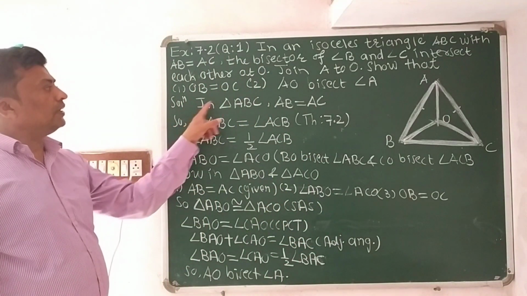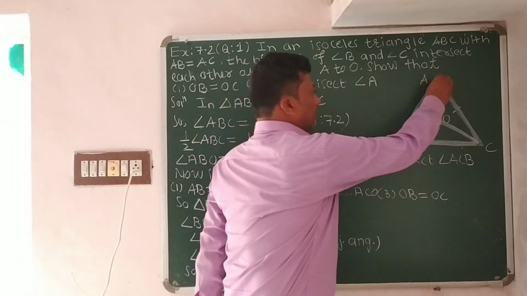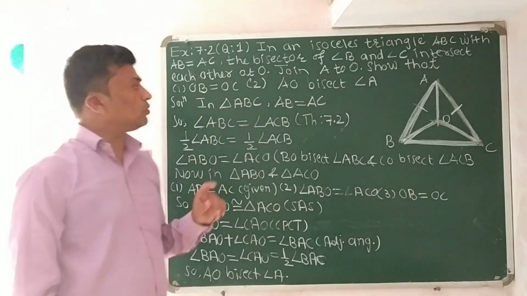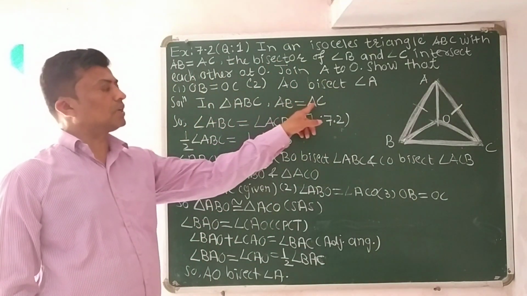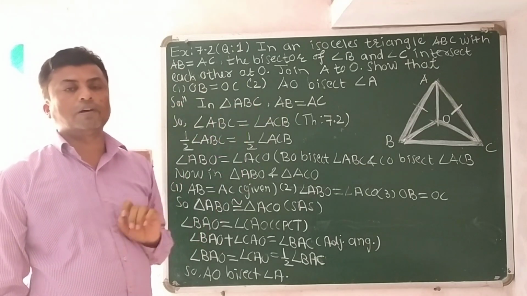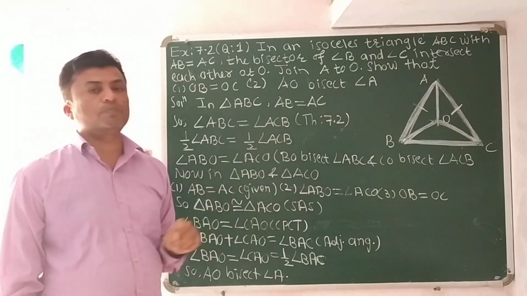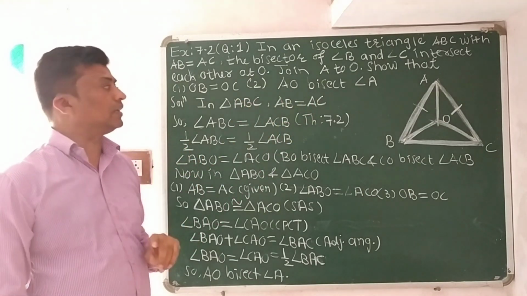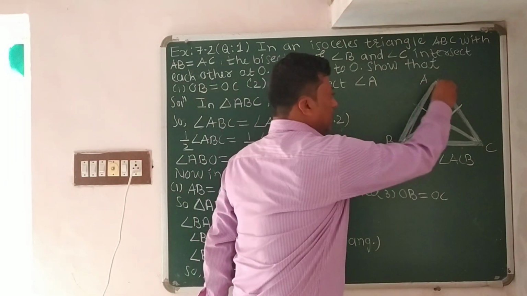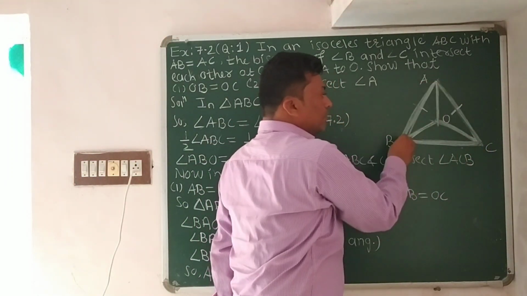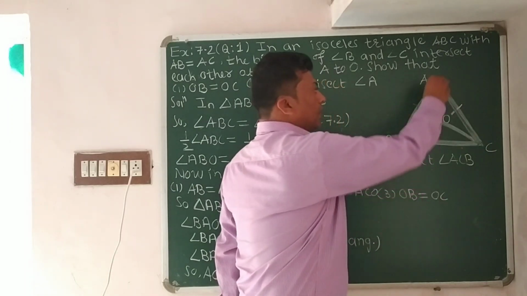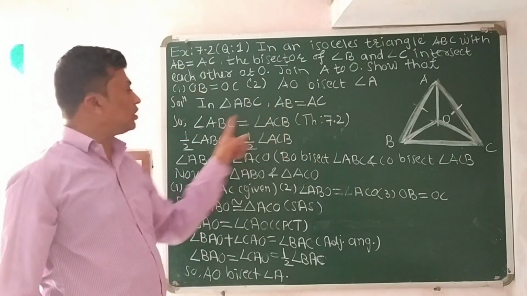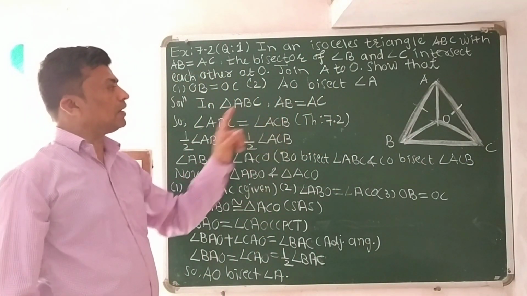So solution, in triangle ABC. See children, in triangle ABC, AB is equal to AC. It is given in the question. AB is equal to AC means two sides are equal in length. So according to theorem 7.2, what is theorem 7.2? Equal sides, opposite angles are equal. AB and AC both have the same length. Now AB's opposite angle is what? ACB. And AC's opposite angle is what? ABC. So according to theorem 7.2, angle ABC is equal to angle ACB.